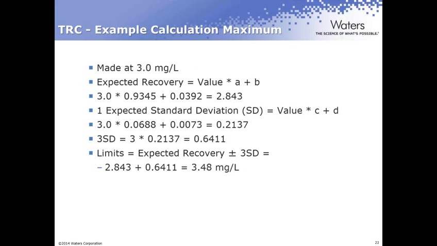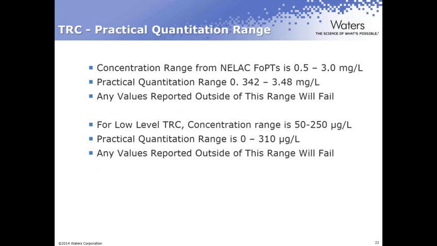On the other end, we can calculate what our maximum concentration would be. The maximum value we can spike for chlorine is 3 milligrams per liter. So we take that value, we calculate our expected recovery, we calculate our expected standard deviation, multiply that standard deviation by 3, and that will give us an absolute maximum value that we can report for chlorine and still pass our PT, which is 3.48 milligrams per liter.